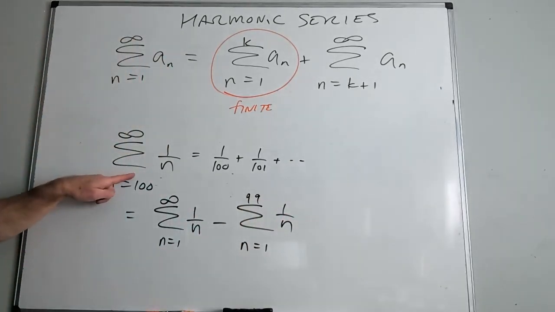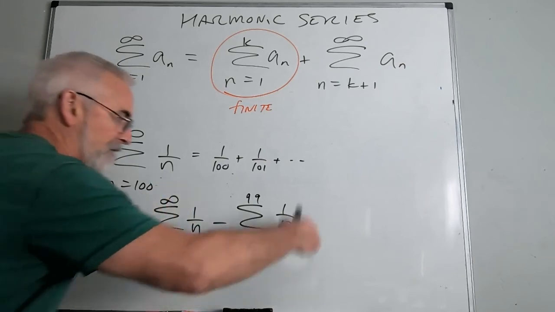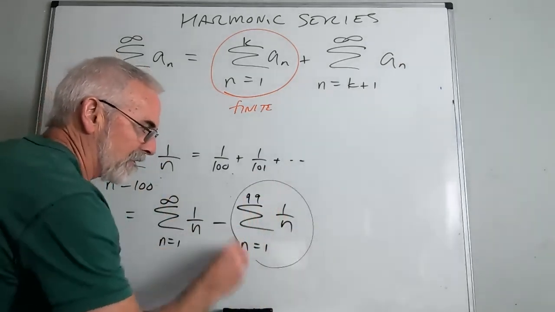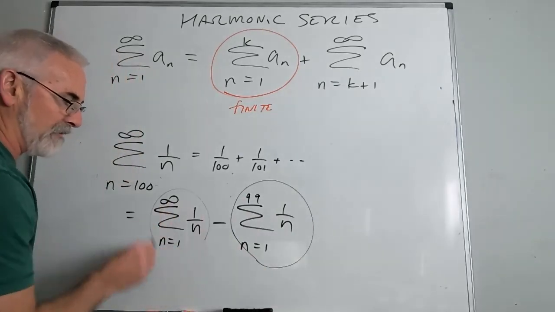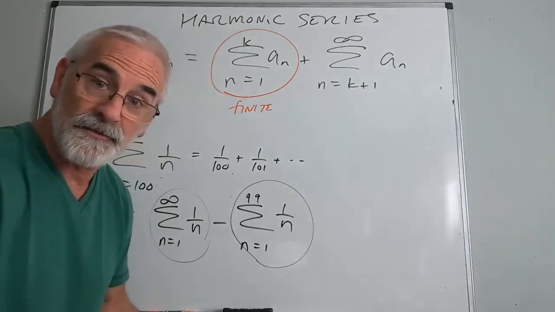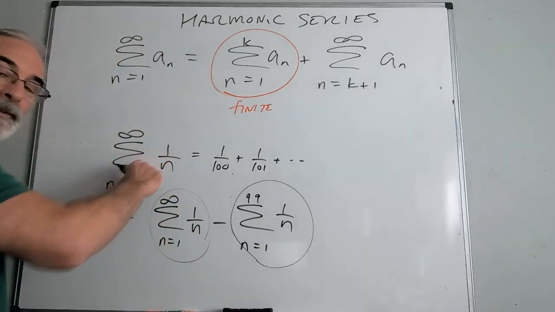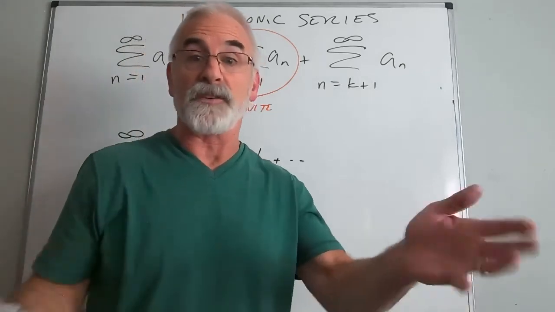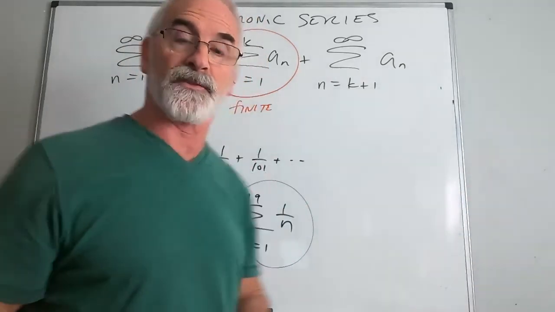I'm starting at 100. That means I ignored the first 99 terms. Hopefully you recognize that. So wouldn't that be the same as the entire thing minus the first 99 terms? Yeah. And we know that's finite. And we know that's infinite. So if I take infinite and I subtract a finite amount, I'm still infinite. This is still infinite. So just because I removed a few terms, it doesn't affect whether it converges or diverges. That's what I was saying.